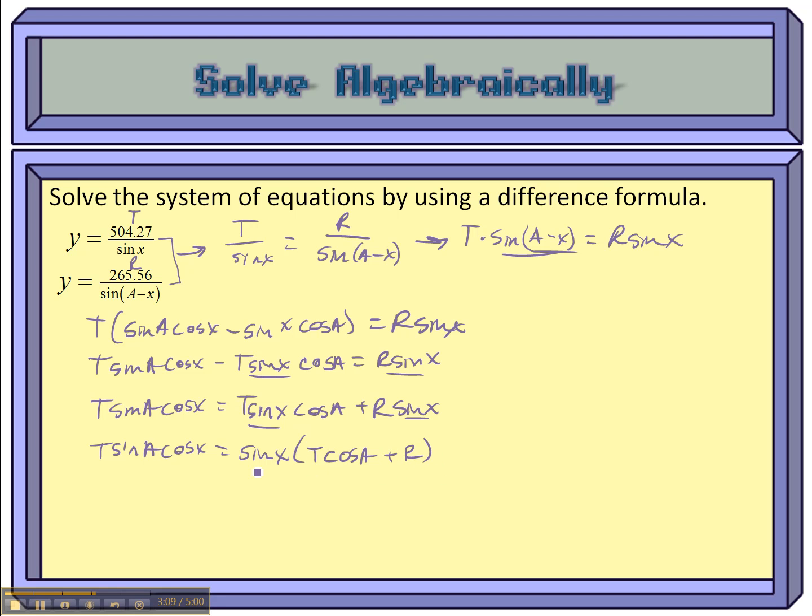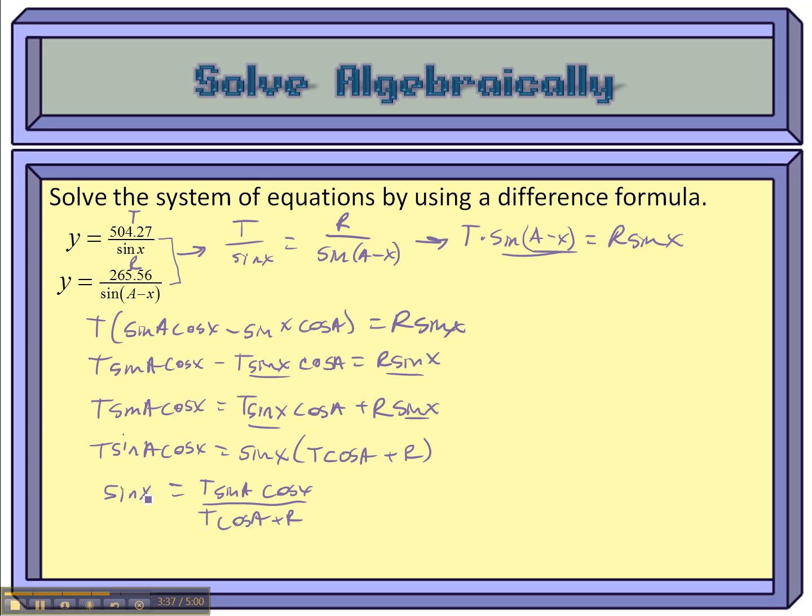I'm going to get rid of this stuff that's in parentheses by dividing it over to the other side. And I'm going to switch sides also. So I'm going to put the sine x on the left side, equals, the top will be the left side of the original equation, T sine a cosine x over T cosine a plus R.